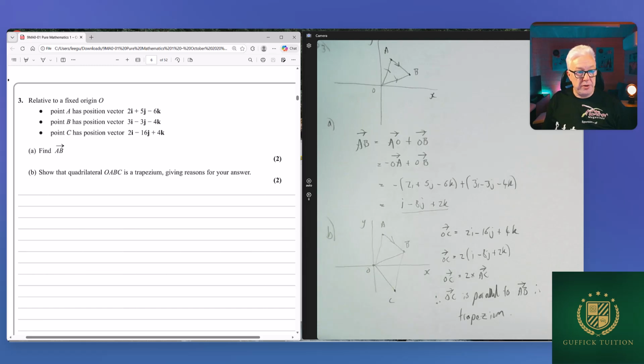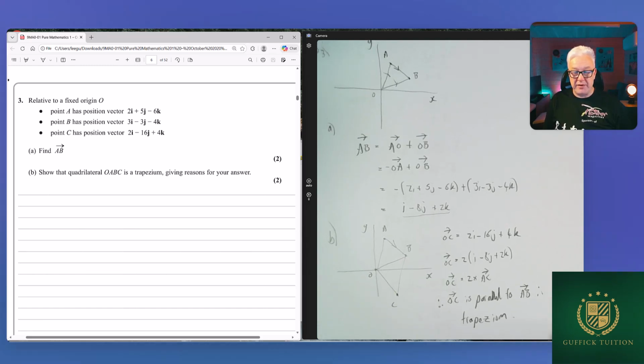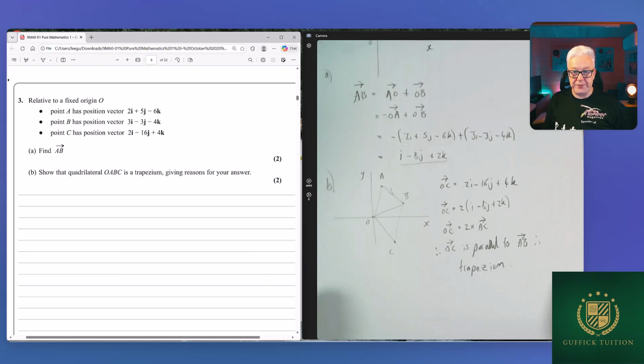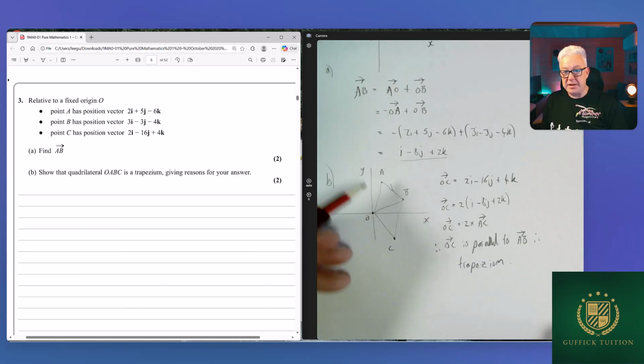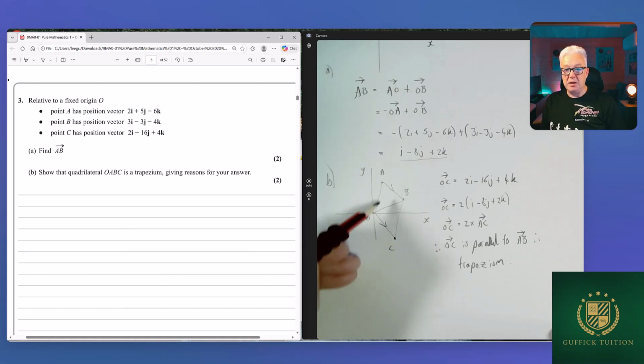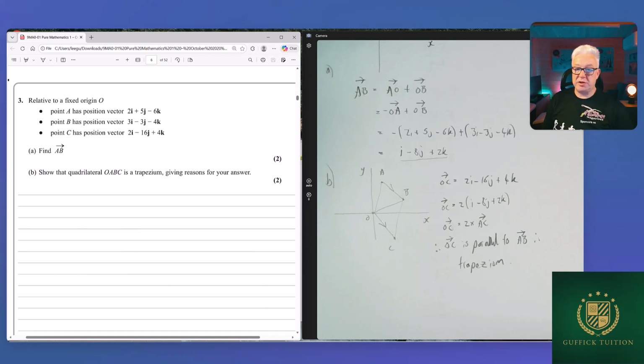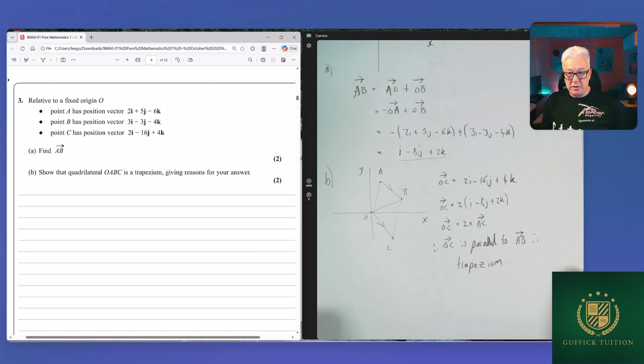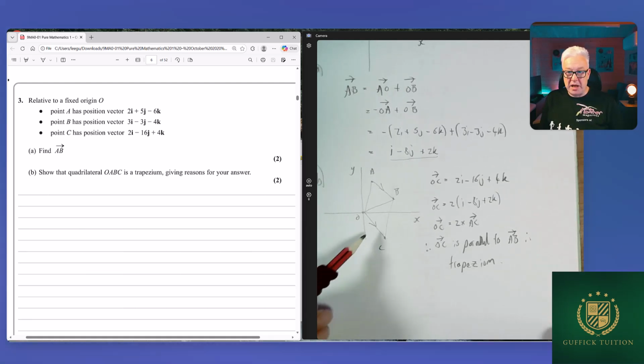Now, show that the quadrilateral OABC is a trapezium, giving reasons for your answer. So let's have a look. We've got our point C, which I've represented down here, and what we're investigating is that OC should be parallel to AB. Now that's one of the conditions that would need to be met if OABC was in fact going to be a trapezium. So let's have a look and see what we're going to say.